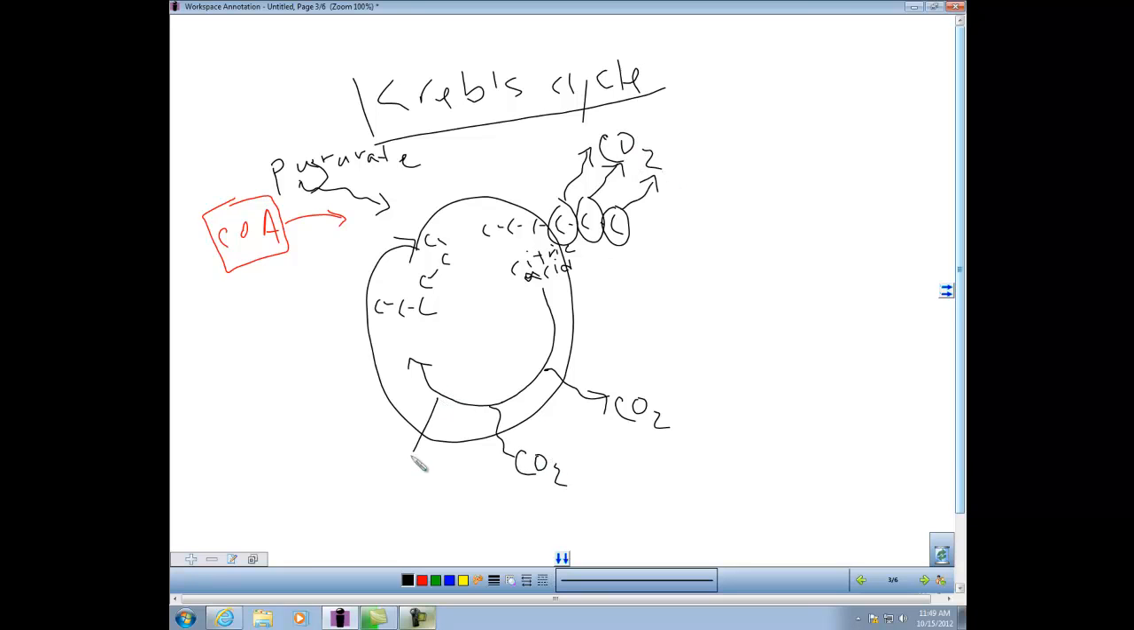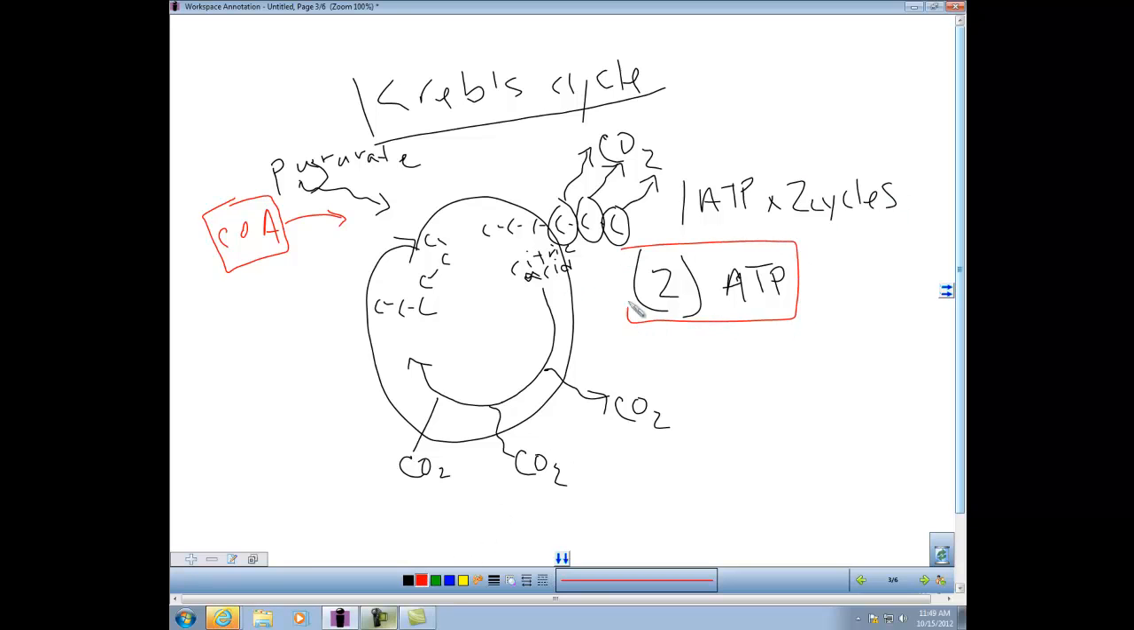For every pyruvate that comes in, we let off 3 carbon dioxide. Since glucose makes 2 pyruvate, we're letting off all 6 carbon dioxide. So now we know why the equation has 6 CO2. In this process, we're creating 2 ATP. The reason 2 ATP are produced is that for every pyruvate that comes in, 1 ATP is produced, but of course we have to go through this twice. So there's 1 ATP produced per cycle, and there are 2 cycles. So we have a net total of 2 ATP in the Krebs cycle.